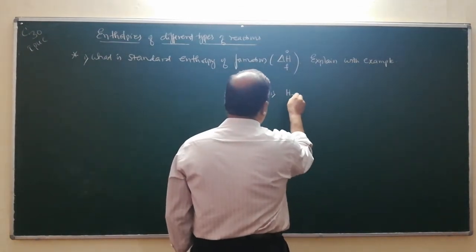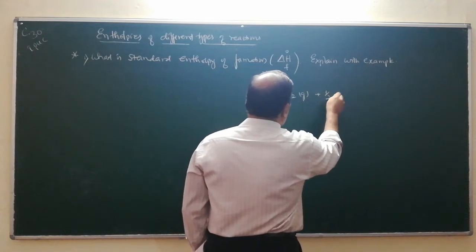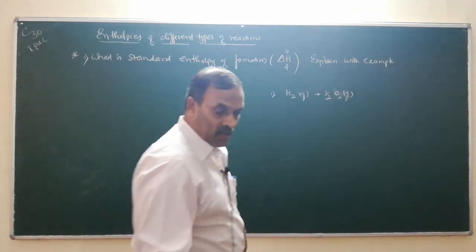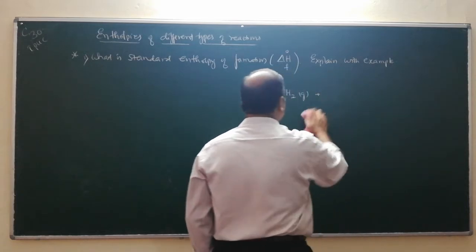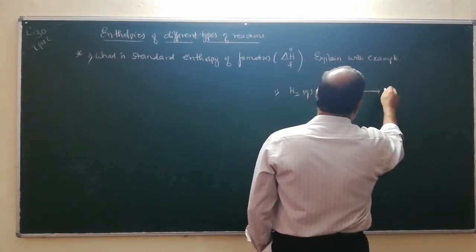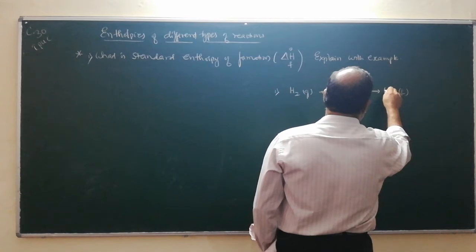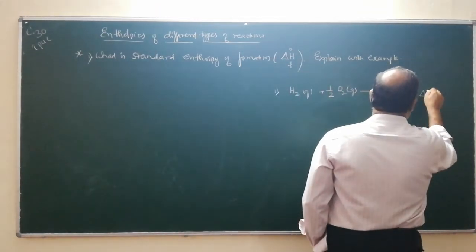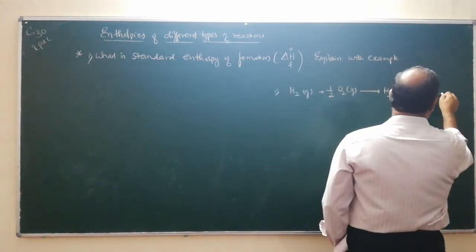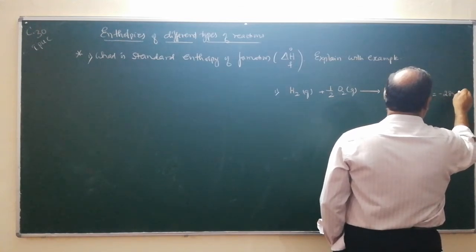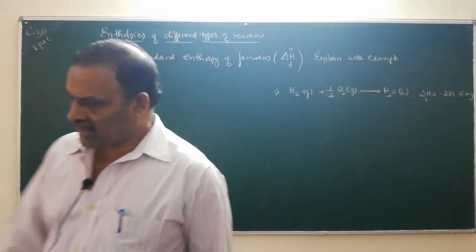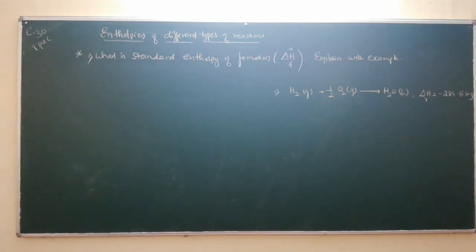Say H2(g) plus half O2(g) gives H2O(l). The delta H of this reaction, the enthalpy of this reaction, is equal to minus 285.5 kilojoules.